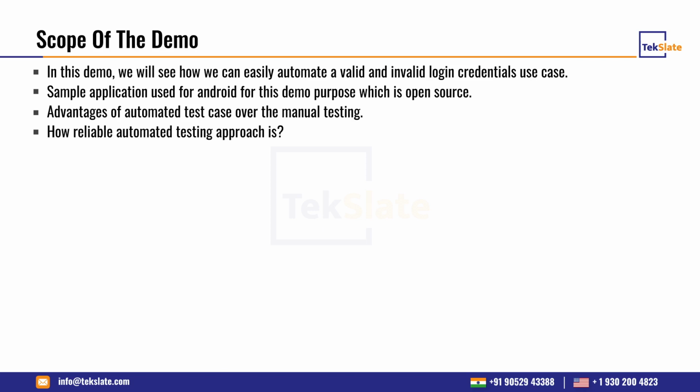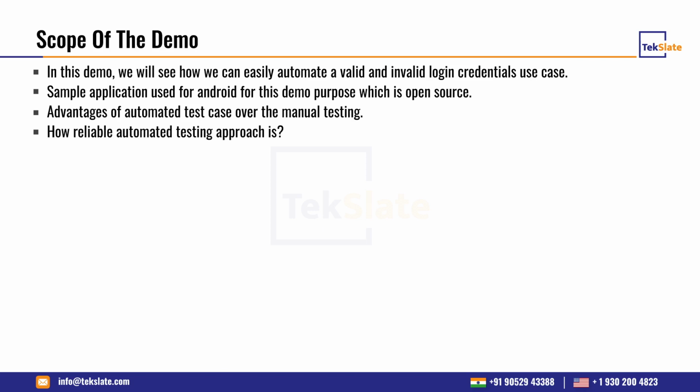What I'm going to show you here: I have a sample application we have used for Android for the demo purpose, which is open source. It is not a licensed application, it is free to use. I'm going to show you how a login scenario can be done through automation testing using Appium with Java on Android. I'm going to demo two logins: a successful login and two incorrect logins. So how can we achieve it through automation?